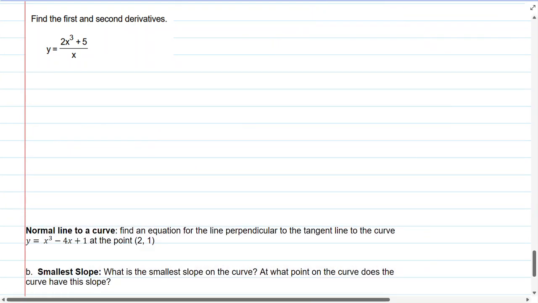All right. I'm going to again use y prime, and it's a quotient rule. And I'm going to have 6x squared, the derivative of the top times the bottom, minus the 2x cubed plus 5 times 1, all over x squared. And we're going to clean it up a little bit.